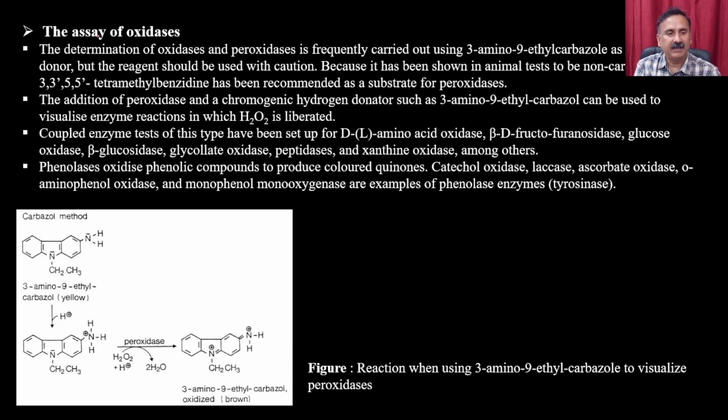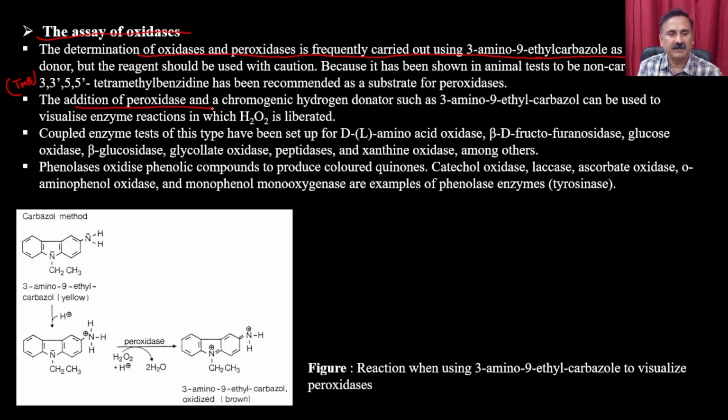Then we can have the assay of oxidases. The determination of oxidases and peroxidases is frequently carried out using 3-amino-9-ethylcarbazole as an electron donor, but the reagent should be used with caution because it has been shown in animal tests to be carcinogenic. Then 3,3',5,5'-tetramethylbenzidine has been recommended as a substrate; this is also a short form, it is called TMB, right?